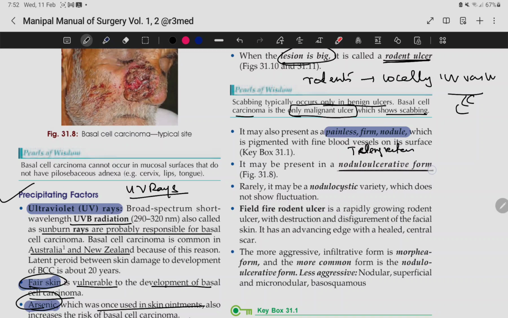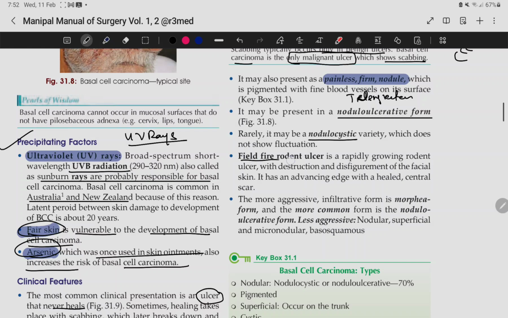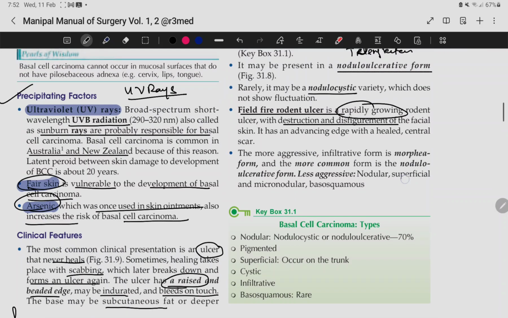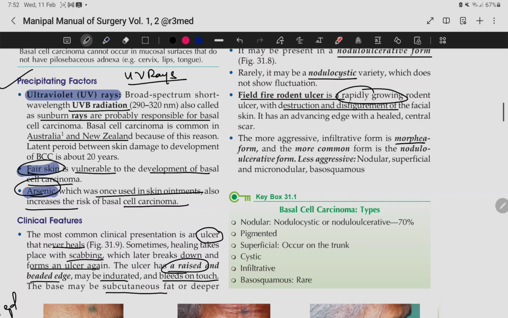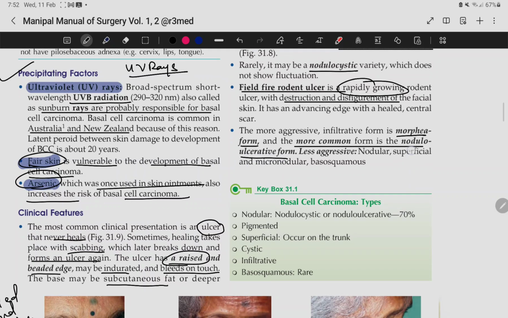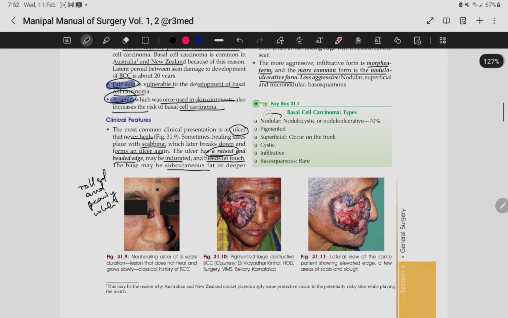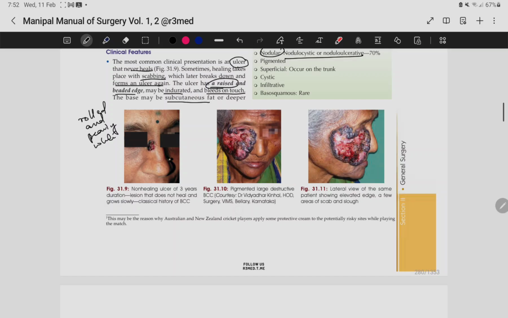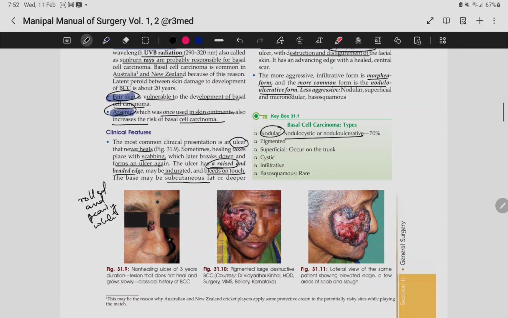It may present as an ulcerative nodulocystic variety, and field fire rodent ulcer is typically a rapidly growing rodent ulcer with destruction and disfiguration of the facial skin. The most aggressive form is the morphiform, and the most common is the nodulo-ulcerative. Most common is nodular, and within that nodulo-ulcerative is most common, and the most malignant or aggressive form is morphiform.